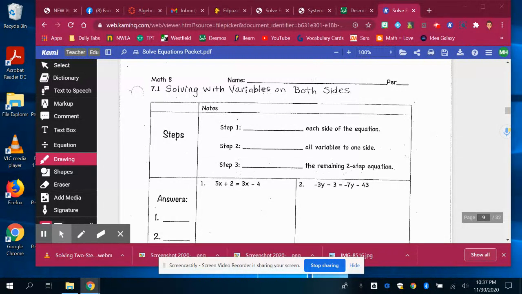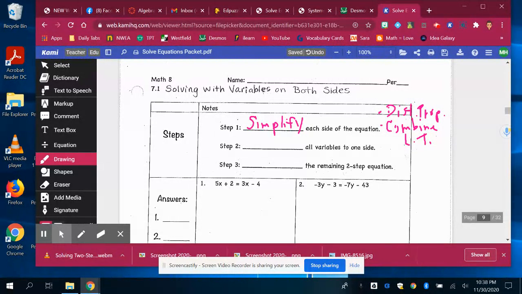All right, our steps are, step one, we are going to simplify each side of the equation. And what we mean by that is, don't forget your distributive property first. So look for those parentheses, and I'm going to abbreviate here. And then combine like terms if you can. Combine like terms. And again, I'm going to abbreviate. So look for that distributive property, look for like terms.